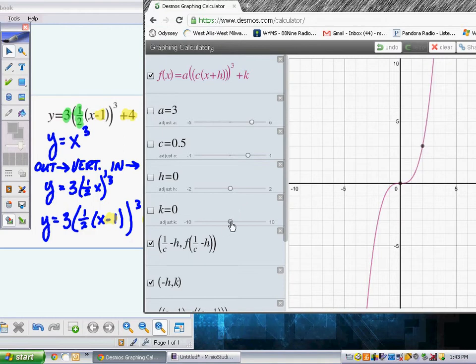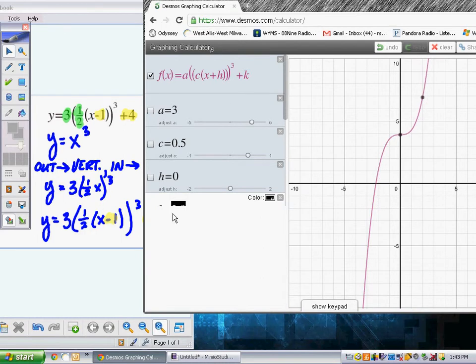So my vertical one, that's going to be my k. I'm going to change that to be 4. And you see everything gets shifted up by 4. Everything goes up by 4. And I can't quite get that exactly, so I'm going to go ahead and type it in. 4. There we go. Everything got shifted up by 4.